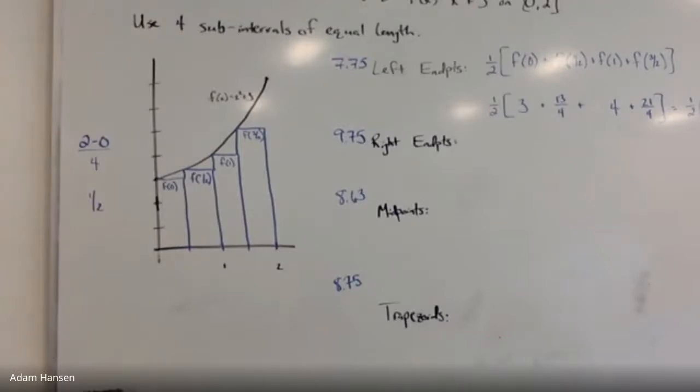Halfway between 0 and 1/2. What's halfway between 1/2 and 1? Halfway between 1 and 1.5. 1 and 1/4, 5/4, or 1.25 is this one. Halfway between 1.5 and 2. 3/4 would be 7/8.